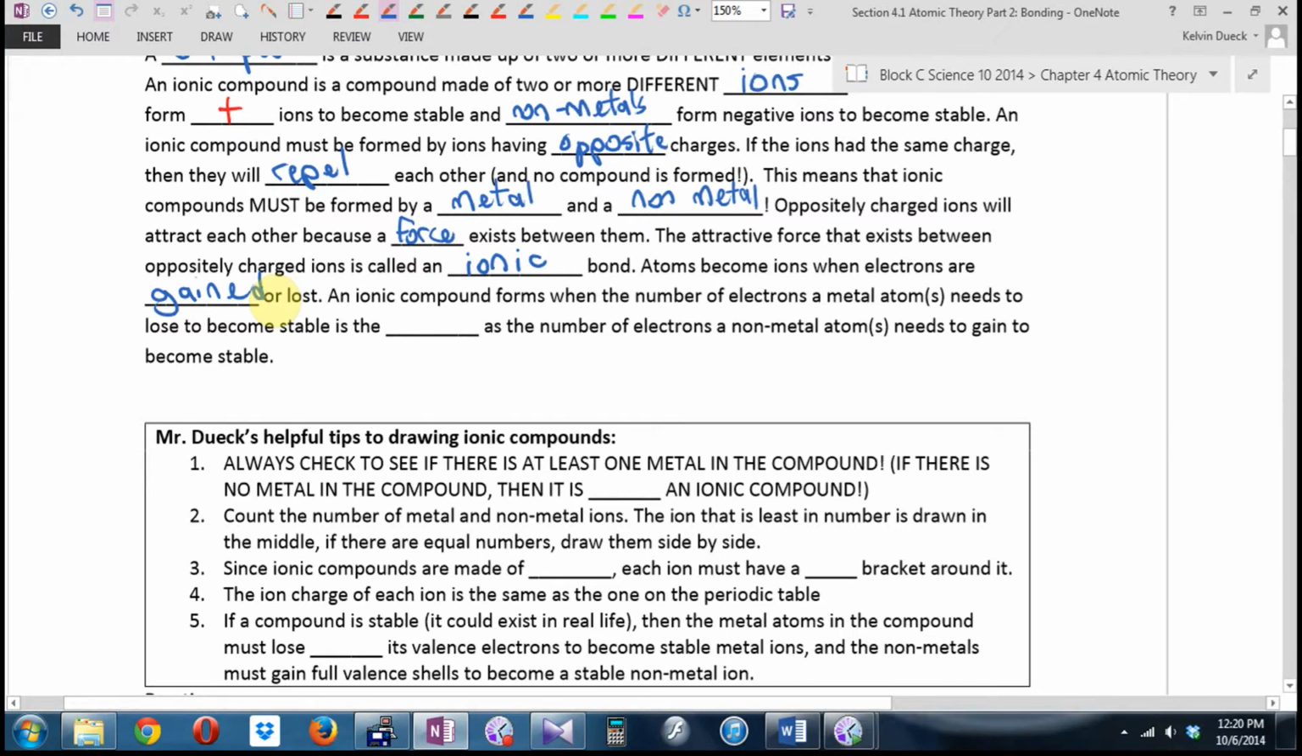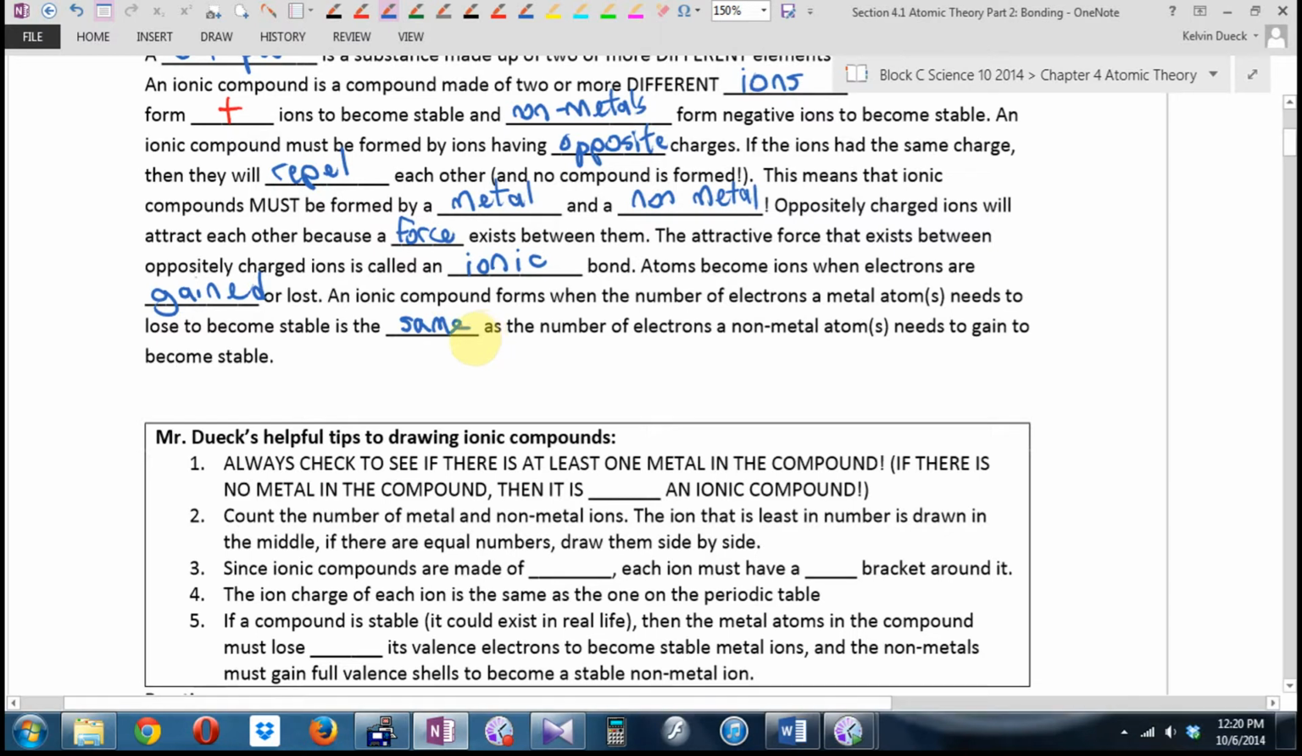So you can gain or lose electrons. And an ionic compound forms when the number of electrons that a metal needs to get rid of to become stable is the same as the number of electrons that a non-metal needs to gain to become stable. In other words, in an ionic compound, if you add up all the positive and negative charges, they should always work out to zero. Otherwise, it's not a stable compound. Otherwise, it still wants to attract or repel more stuff.